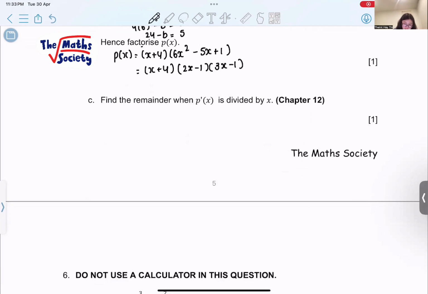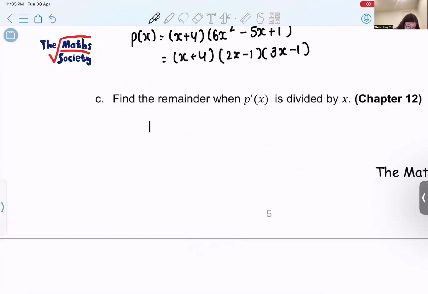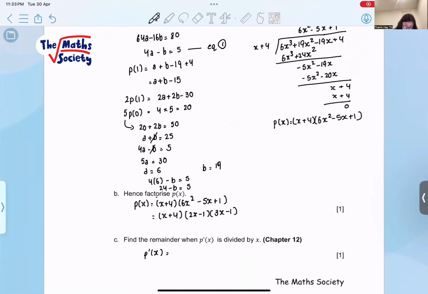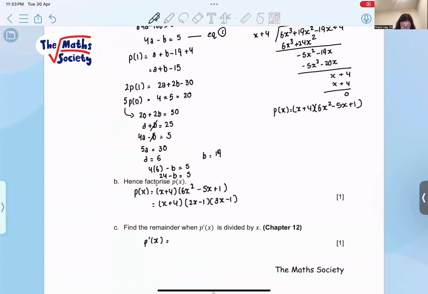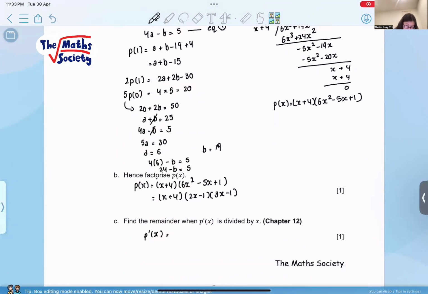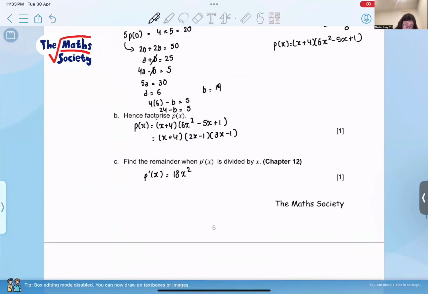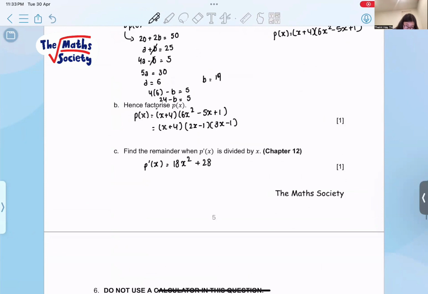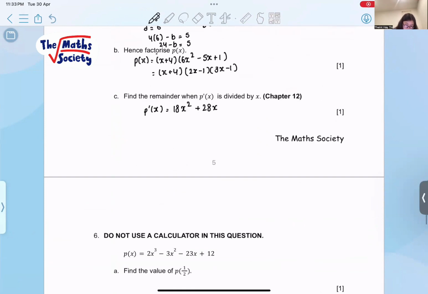And then you have to find the remainder when p of x is divided by x. So when p prime of x is divided by x, you have to find p prime of x first, which is going to be, where is p of x? Yeah, 18x squared plus 2 times 19, which is 38, and then minus 19x. So then find the remainder. So the remainder is just going to be the constant here, which is minus 19.